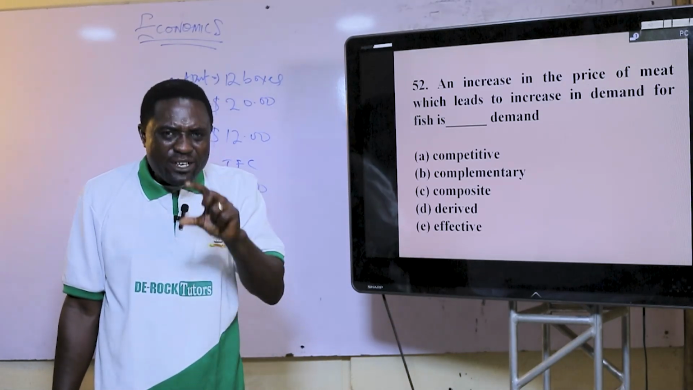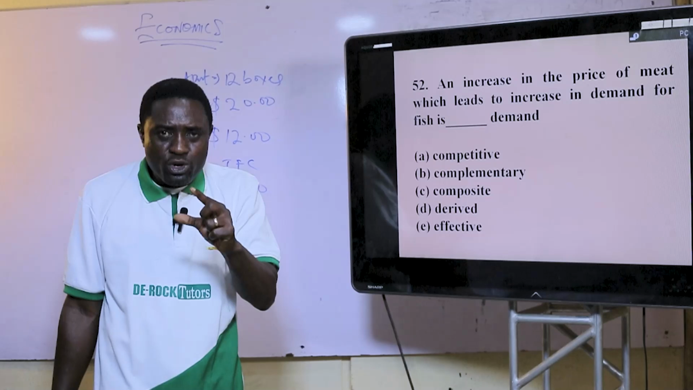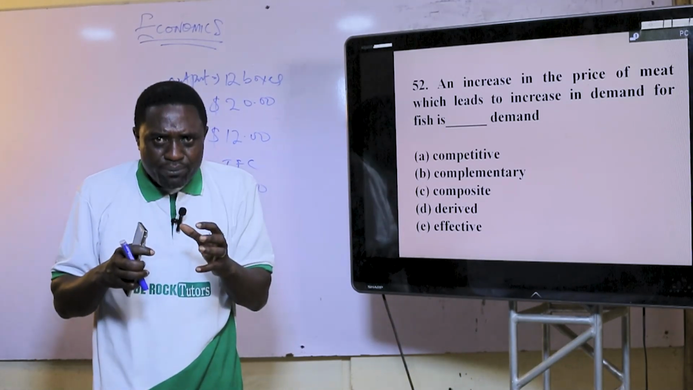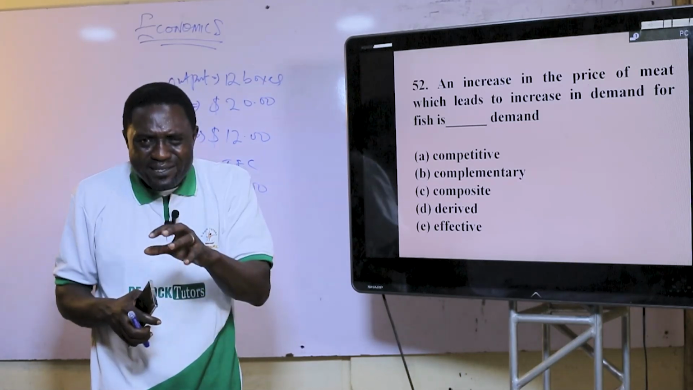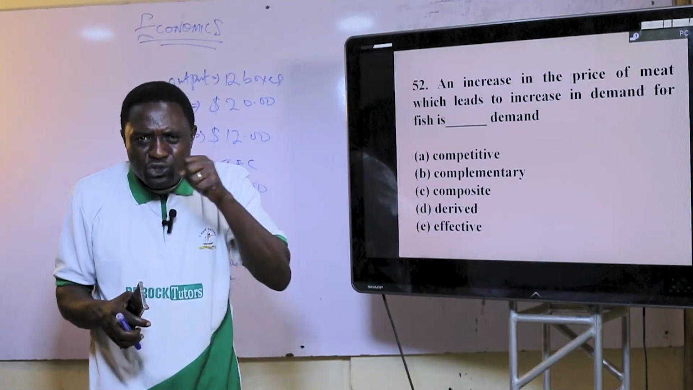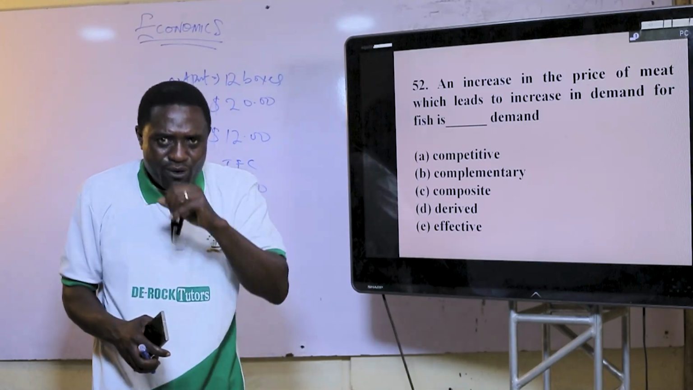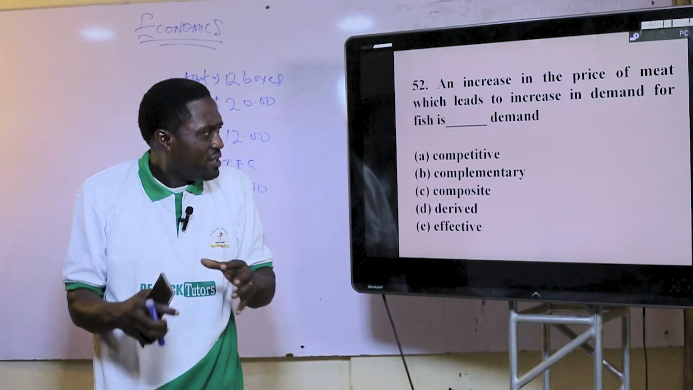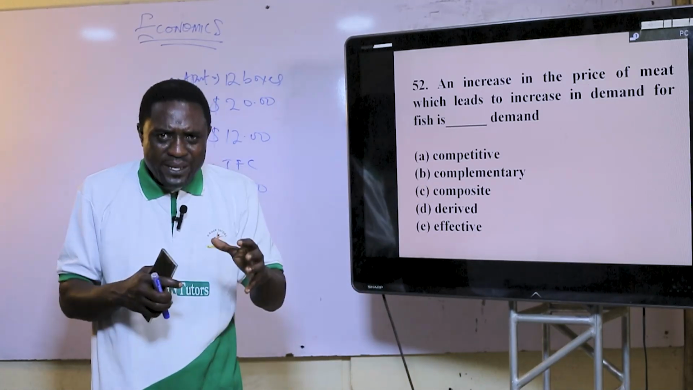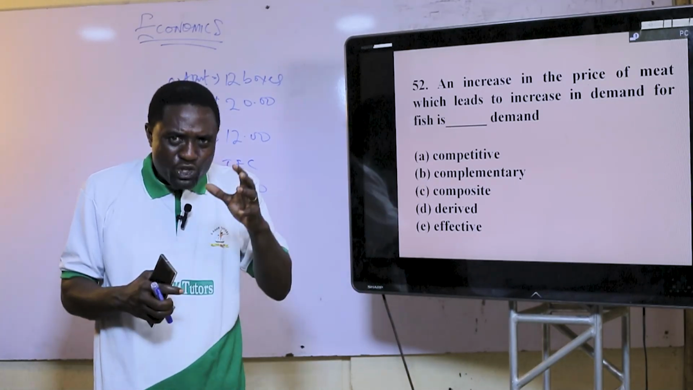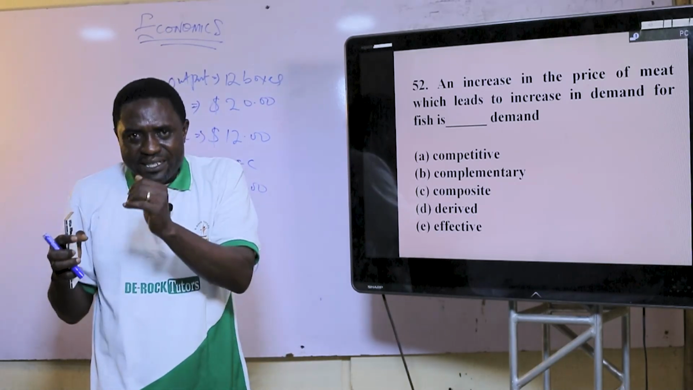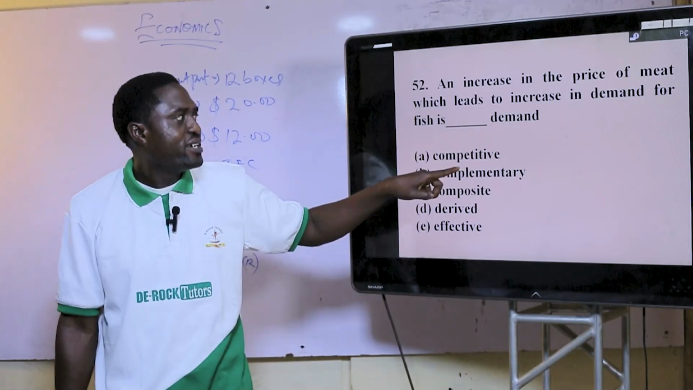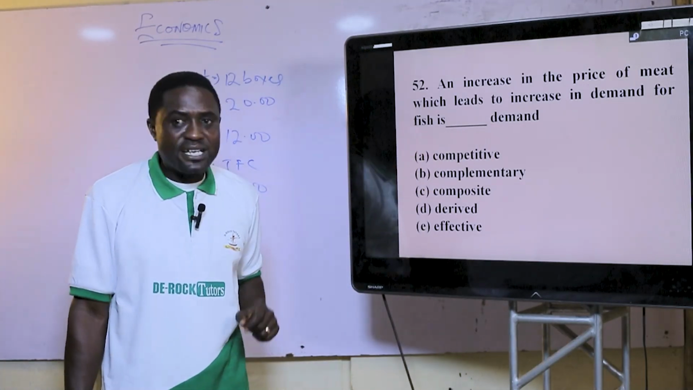Composite, you can use that particular product for a lot of things that come out of it. Cocoa, for example, is composed of many things that can be gotten from it. That is composite demand. Complementary, jointly demanded commodity. Competitive, fish and meat. For example, when the price of fish goes up, you decide to go and buy meat that has a lesser price. So an increase in the price of meat, which leads to an increase in the demand for fish, is what? It is competitive demand. The next question.